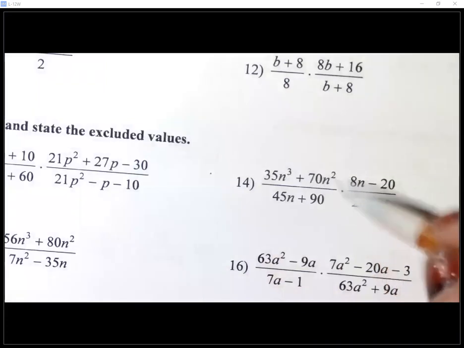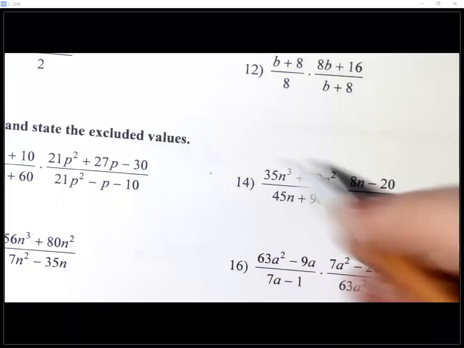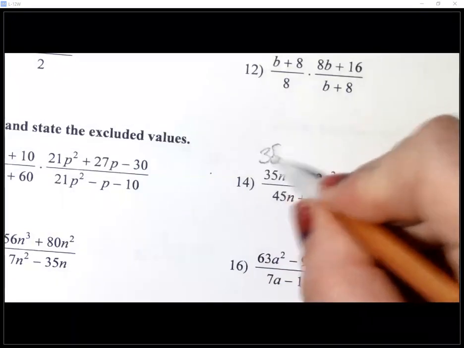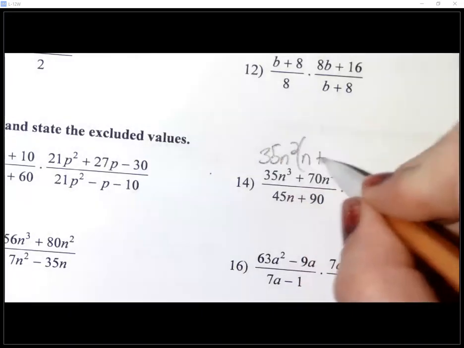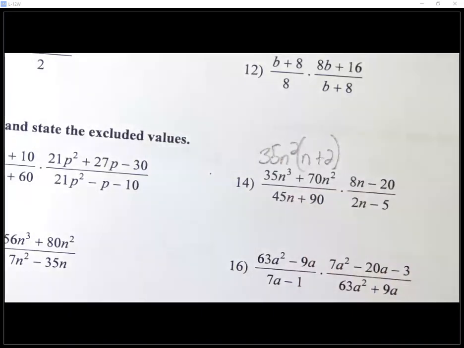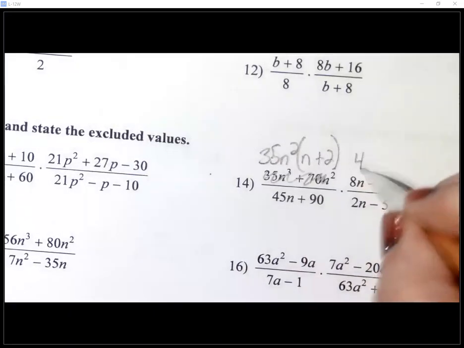So right here, couldn't I take out 35n squared? That would leave me with n plus 2. Right? Do you agree with me? Okay. There's my very first one, 35n squared. That one's done. I move on to the next one. What can I take out of this one? 4. And then I'm left with 2n minus 5.